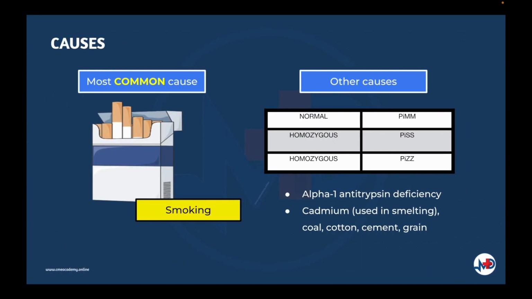The causes of COPD include smoking, alpha-1 antitrypsin deficiency, and other causes such as exposure to cadmium used in smelting, coal, cotton, cement, and grain. Smoking is still the most common cause of COPD.